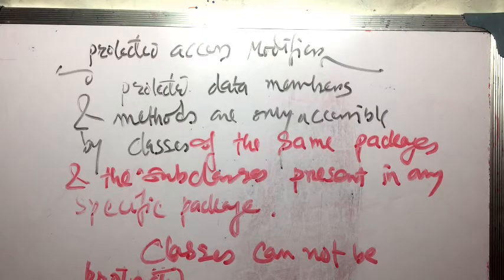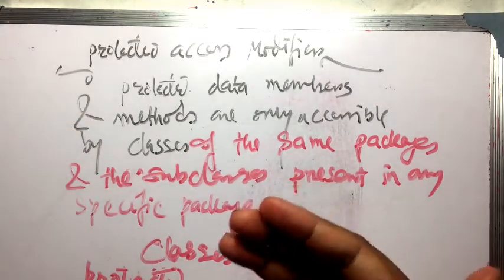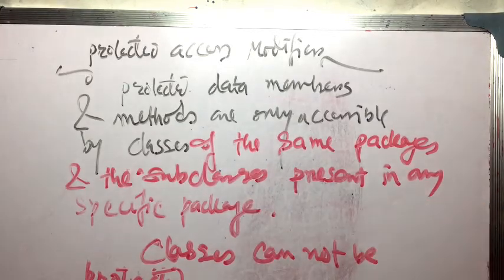So there is a parent-child relationship, that is the inheritance concept. If I specify a protected data member and protected method, then we can extend this class to another class, that is, we can extend the class into another package. So this is the possibility of a parent-child relationship.